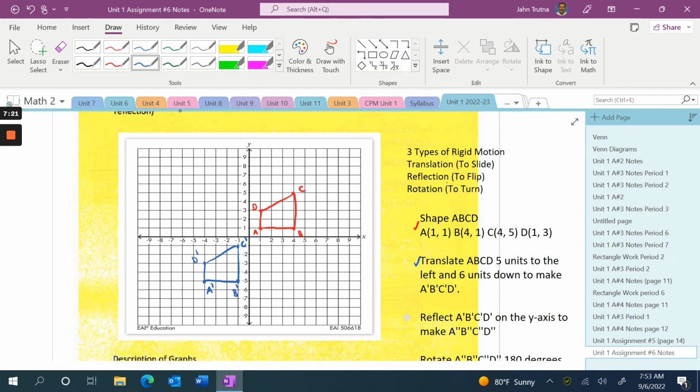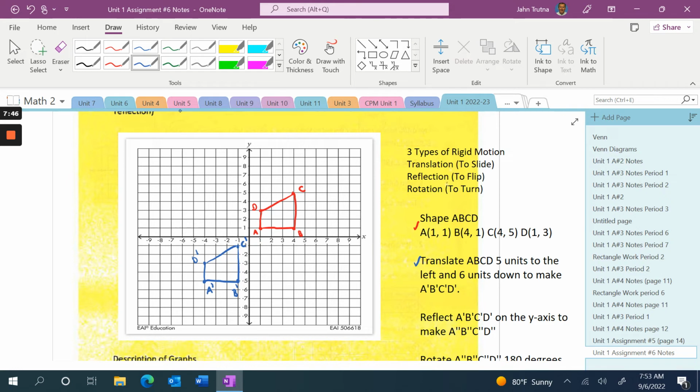Now what we're going to do is reflect A prime, B prime, C prime, D prime, in other words my blue shape, on the y-axis to make A double prime, B double prime, C double prime, D double prime. Whenever we reflect something, remember reflection means to flip the shape.